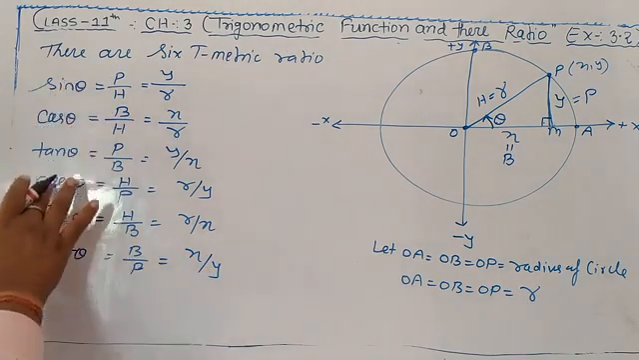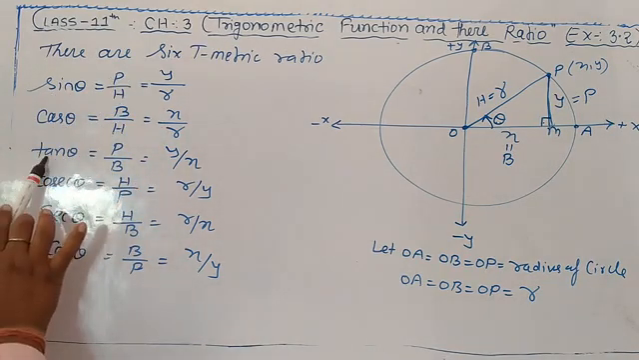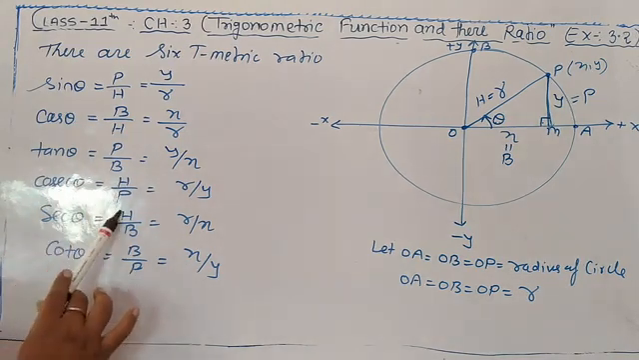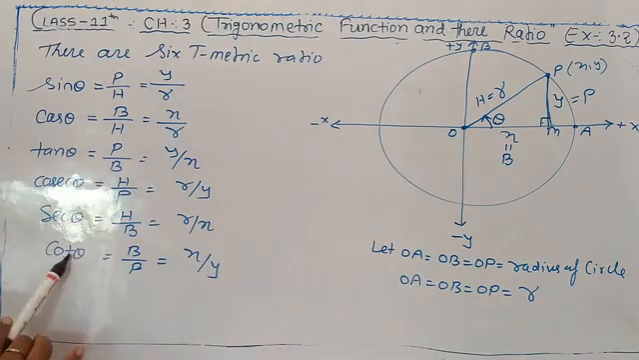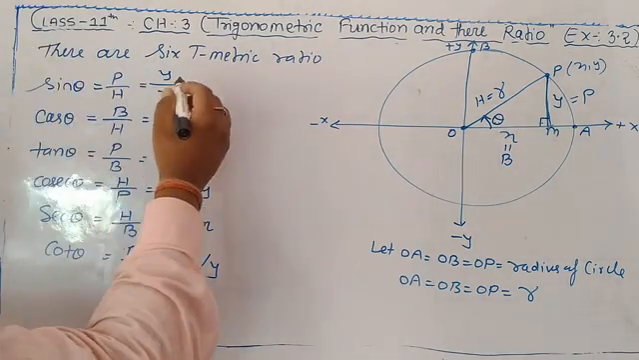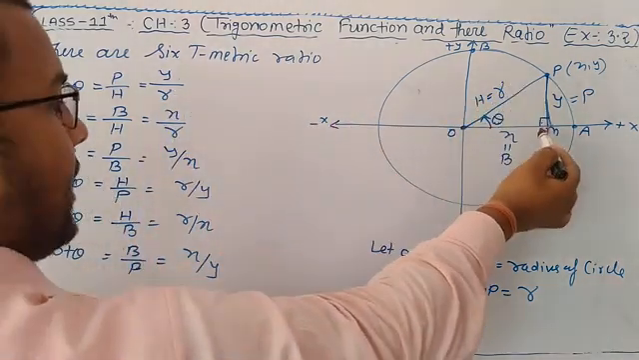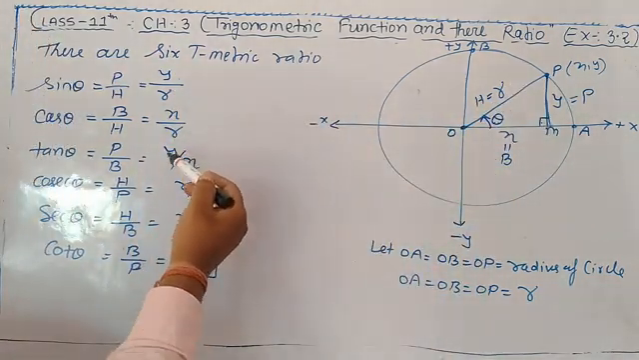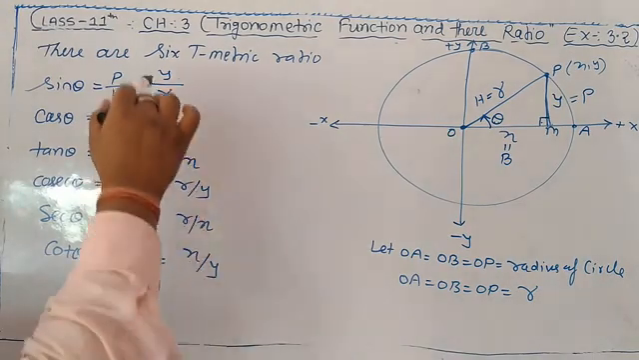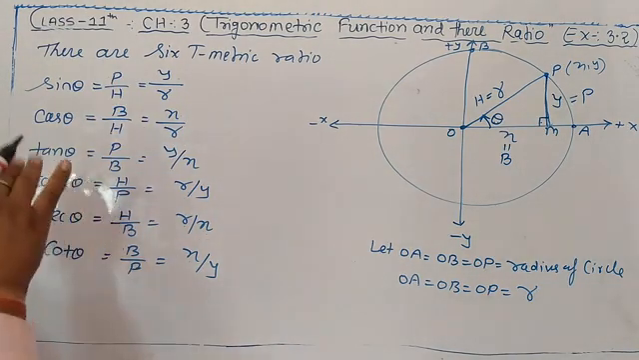So there are 6 trigonometric ratios: sin theta is perpendicular upon hypotenuse, cos theta is base upon hypotenuse, tan theta is perpendicular upon base, cosec theta is hypotenuse upon perpendicular, sec theta is hypotenuse upon base, and cot theta is base upon perpendicular. These are the ratios of the triangle PMO: y upon r, x upon r, y upon x, r upon y, r upon x, x upon y. Write them.